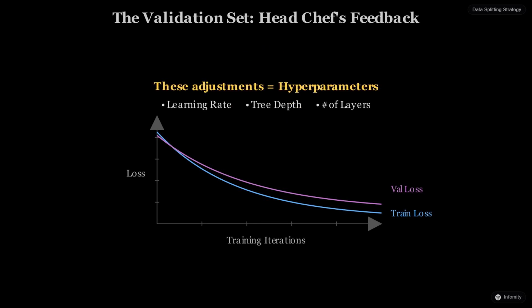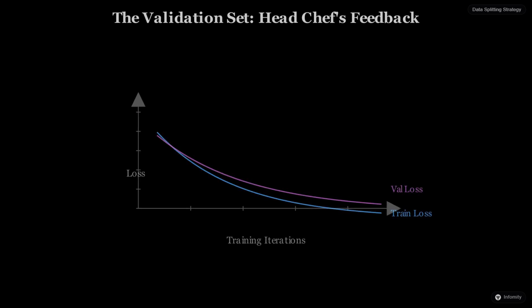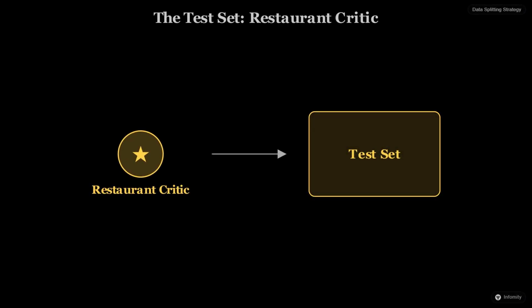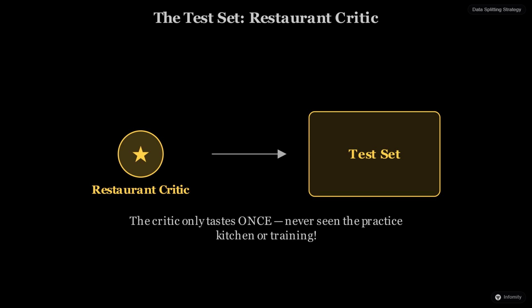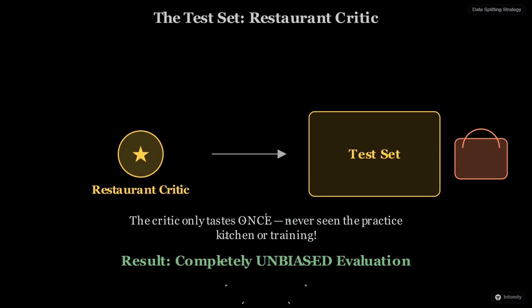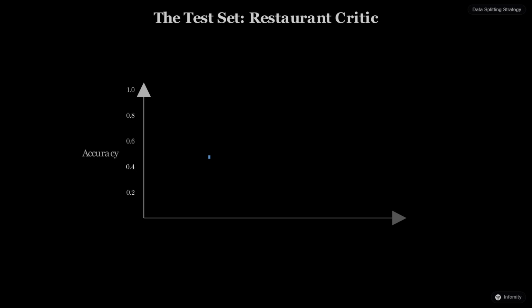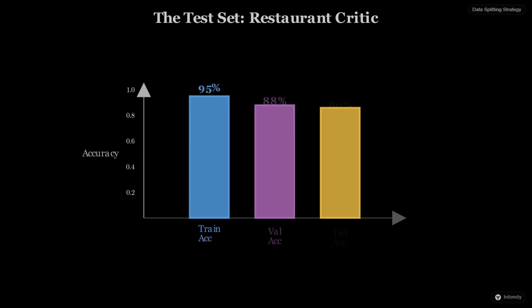We use the validation set to tune our model, picking the best version of the recipe before it ever leaves the kitchen for the public to see. Finally, we have the test set, representing the restaurant critic. The critic only tastes the final dish once. They have never seen the practice kitchen or the head chef's notes. This ensures their review is completely unbiased. In our strategy, the test set is locked away until the very end. It provides the final judgment on how well our model performs on completely new, unseen information, telling us if we are ready.